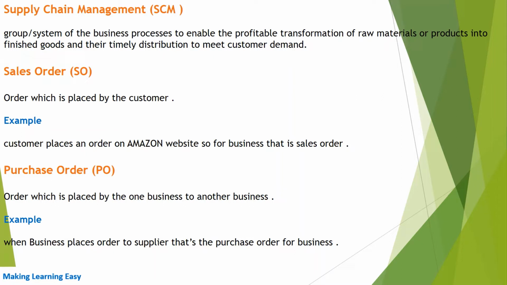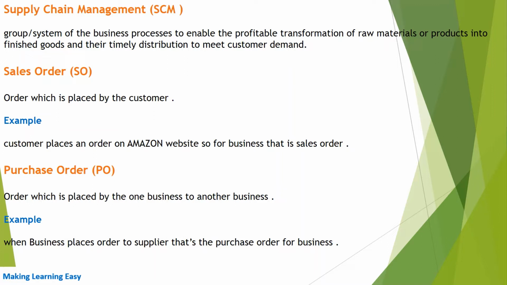It is a system of business processes to enable the profitable transformation of raw materials or product into finished goods and their timely distribution to meet the customer demand. What is sales order, SO? Order which is placed by the customer is called sales order. Customer places an order on Amazon website, so for business that is a sales order.